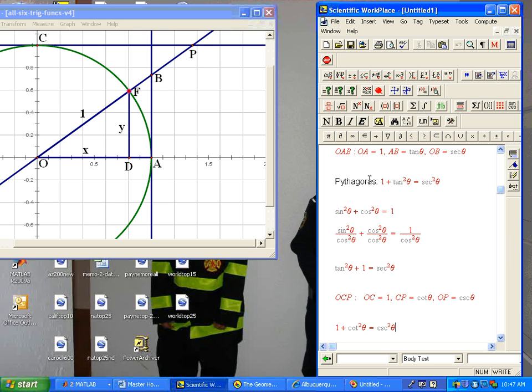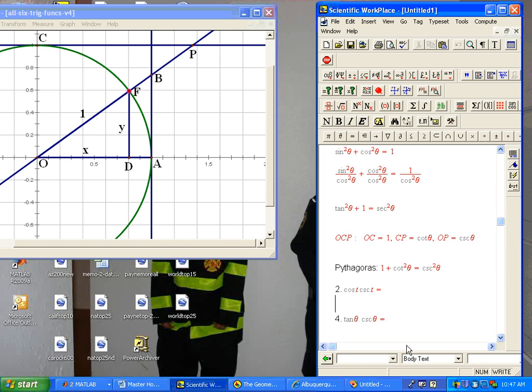One nice thing is that it sounds exactly like the other identity, except we're just putting co everywhere. So 1 plus tangent squared is secant squared, and 1 plus cotangent squared is cosecant squared. We could also get that out of sine squared plus cosine squared equals 1 by dividing everything by sine squared, and we'd get this identity. So those are very, very useful identities.